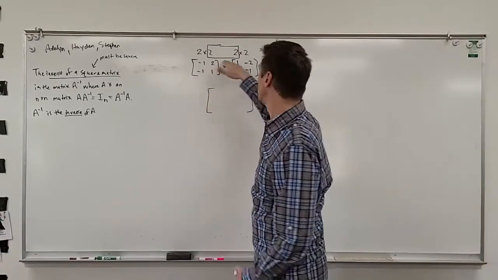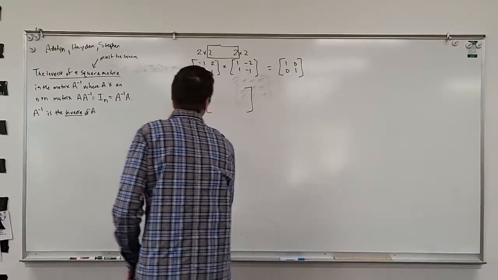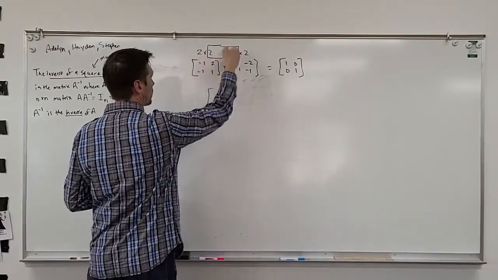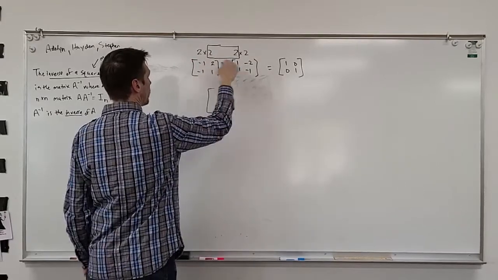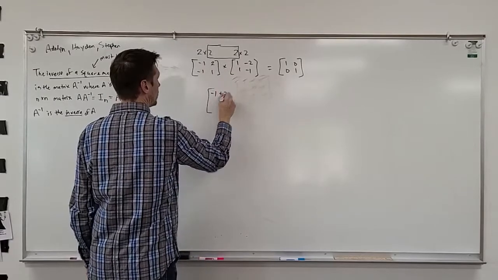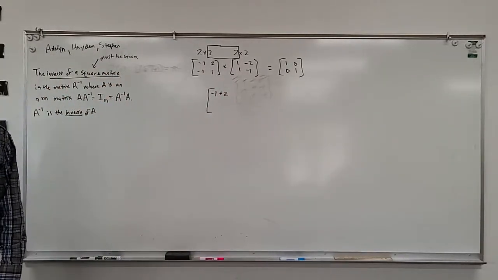It's the row times the column, right? So we're going to take this row right here and multiply it by this column. So negative 1 times 1 is negative 1, plus 2 times 1, which is 2. So that'll be our first term, right?